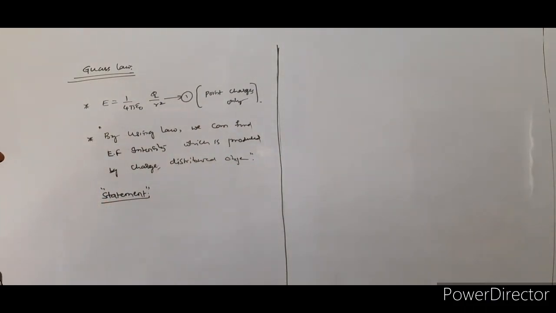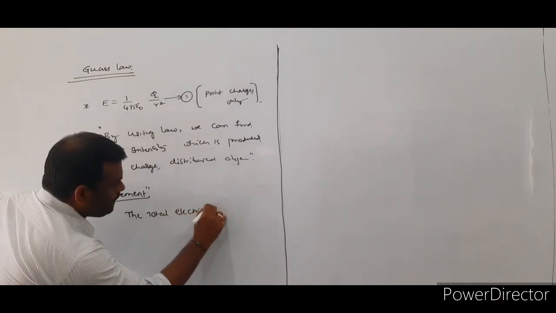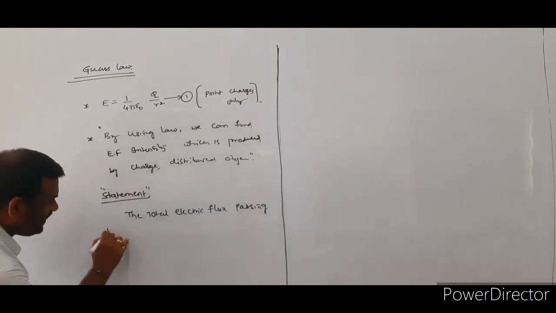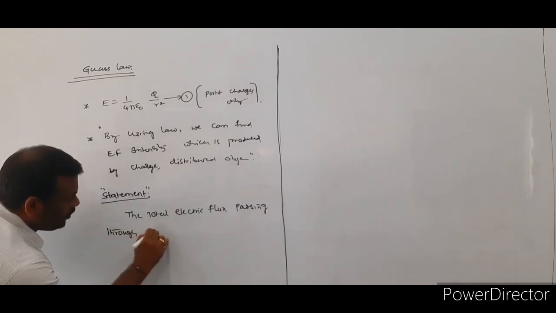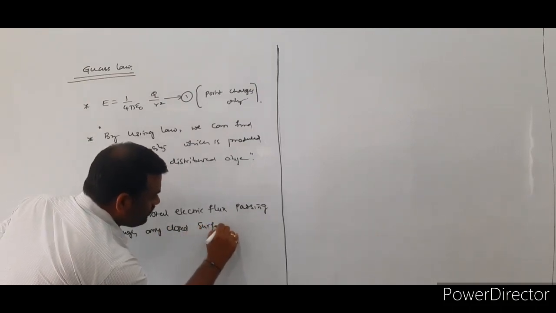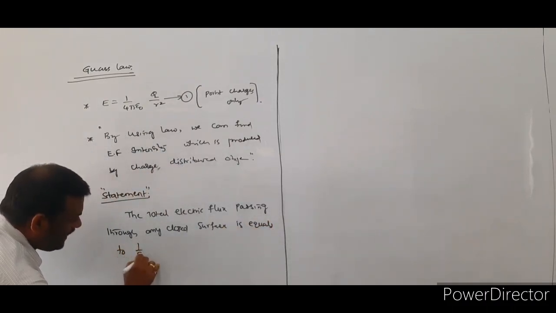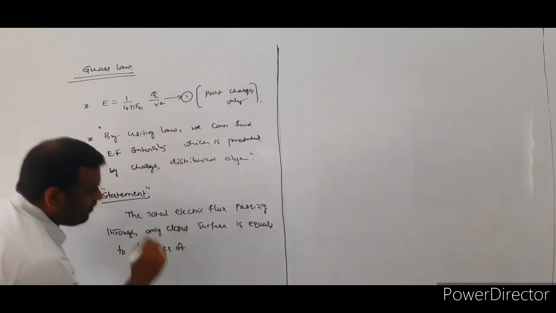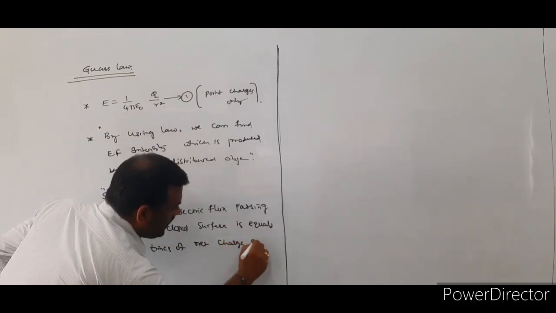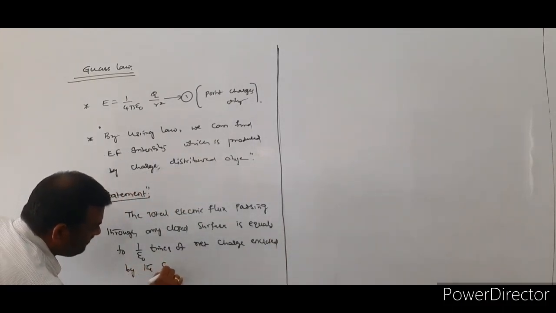So according to the Gauss law, what is the statement? The total electric flux passing through any closed surface is equal to 1 by epsilon naught times the net charge enclosed by the surface.